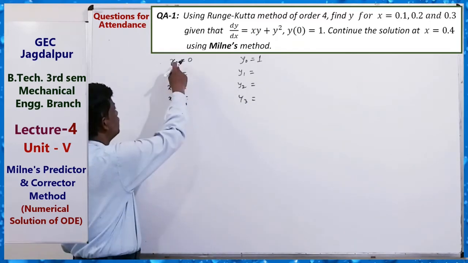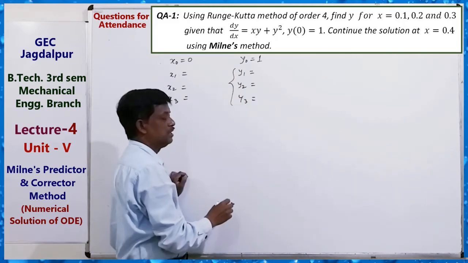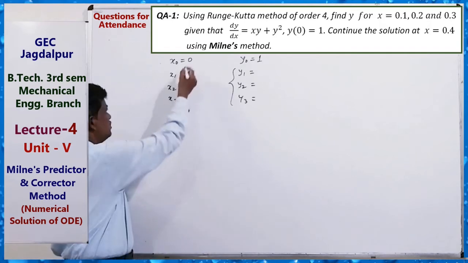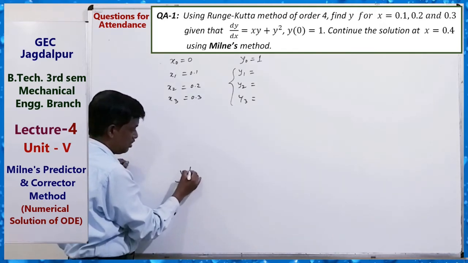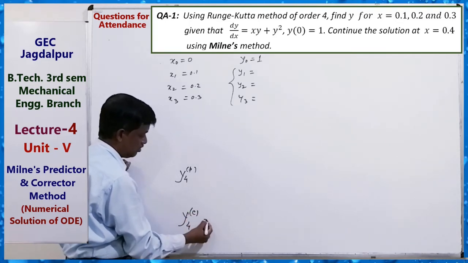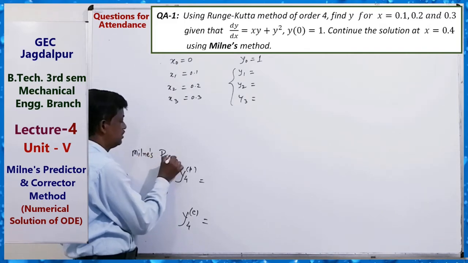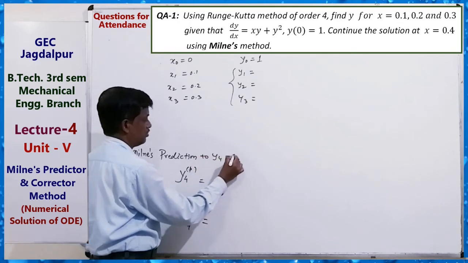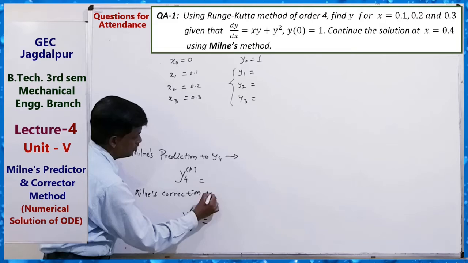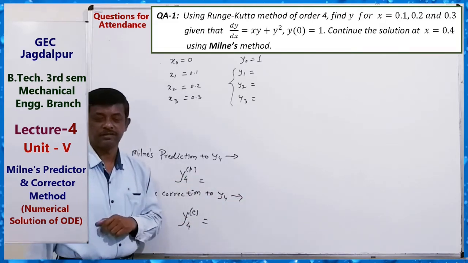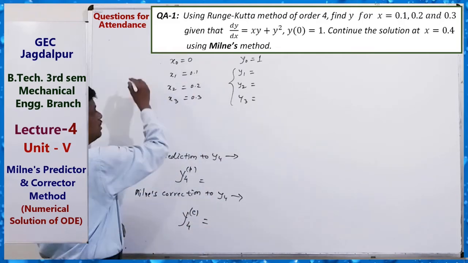Okay, and then for these 3 values, that is y1, y2, y3, means 0.1, 0.2, 0.3. Okay, this is 0, 0.1, 0.2, 0.3, and we have to predict y4 and then correct y4. Okay, prediction and correction. Milne's prediction to y4 and Milne's correction to y4. Just this prediction and correction, but y1, y2, y3 we will find from Runge-Kutta method. Here it is given also that what?